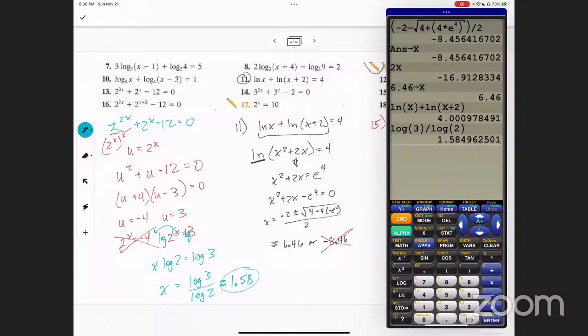And again, to check, let's store that for x. And now let's type in 2 raised to the 2x plus 2 raised to the x minus 12. And what should I get?